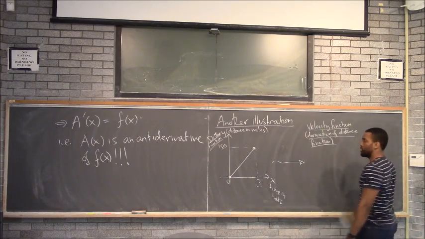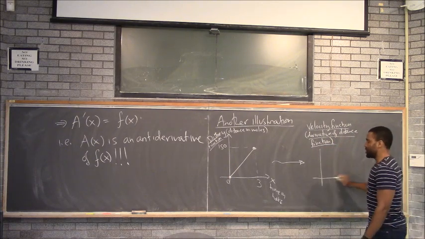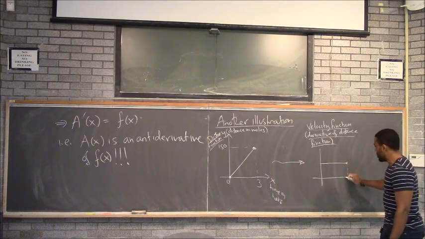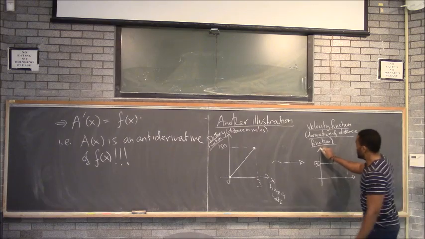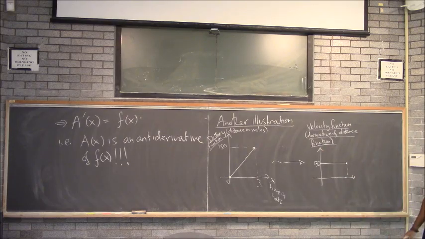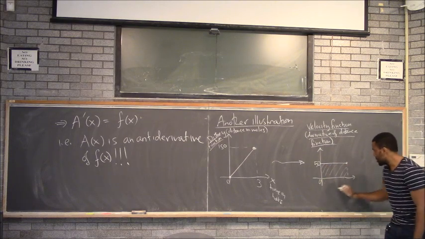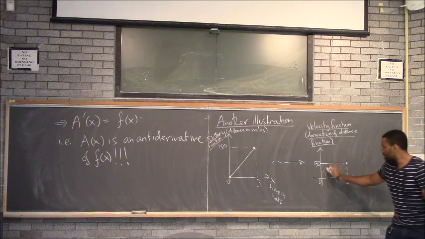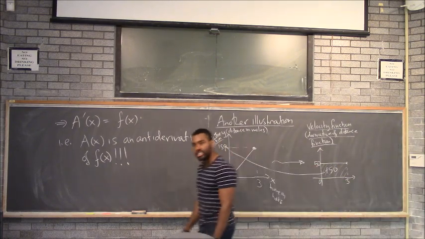What would the velocity function be? Horizontal. It would just be a horizontal line. It's traveling with constant speed. In fact, we know what speed it's traveling with. It's traveling at 50 miles per hour. Now, if I look at the area under that on the same time interval, what do you think the area is going to be? It's going to be 150, which is exactly the distance that I traveled.